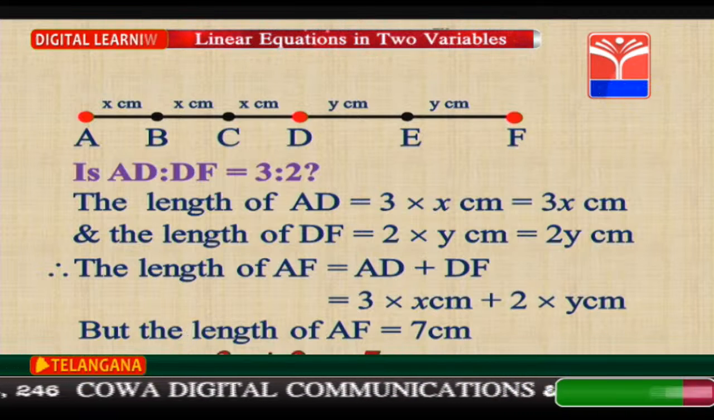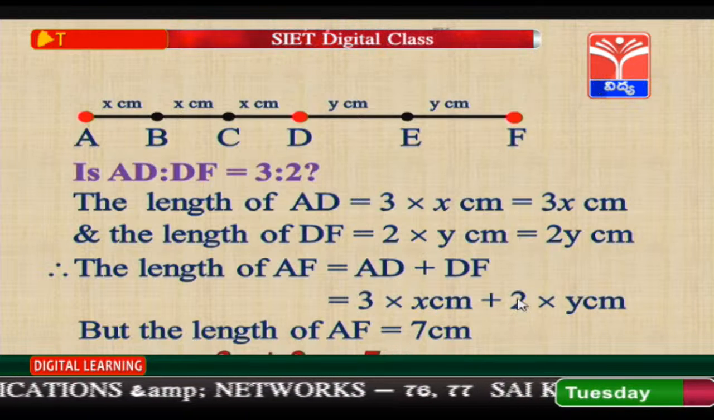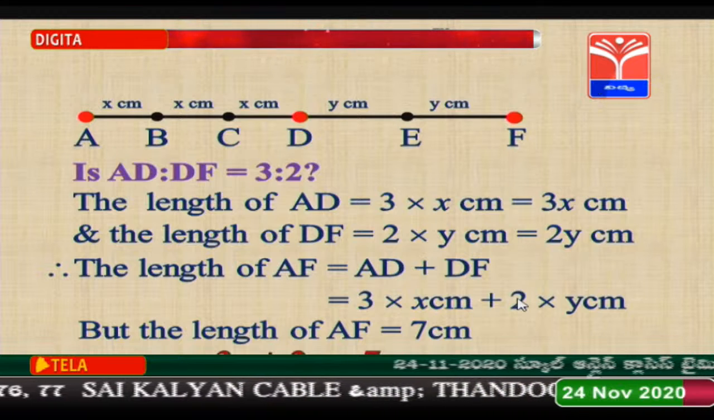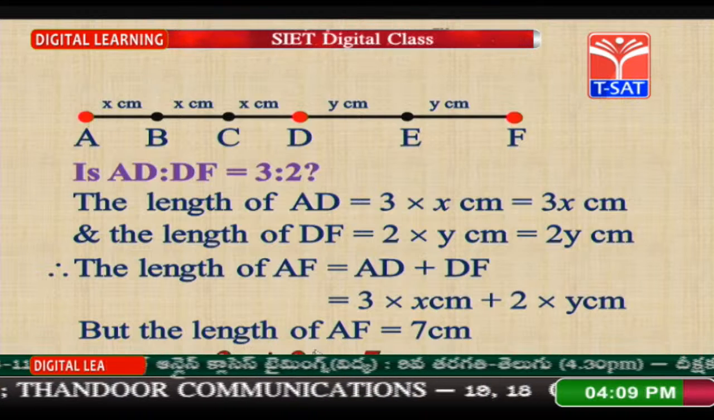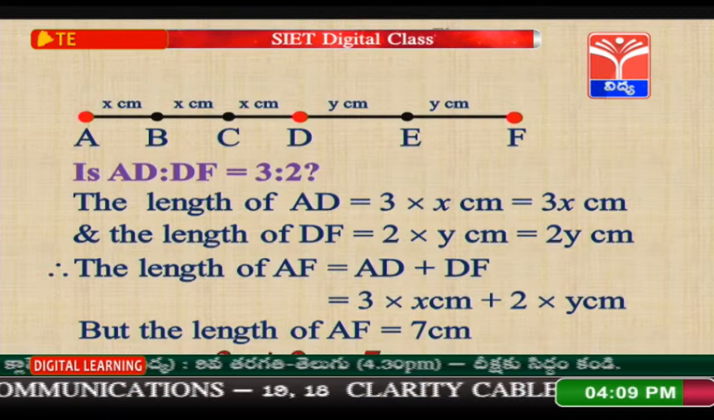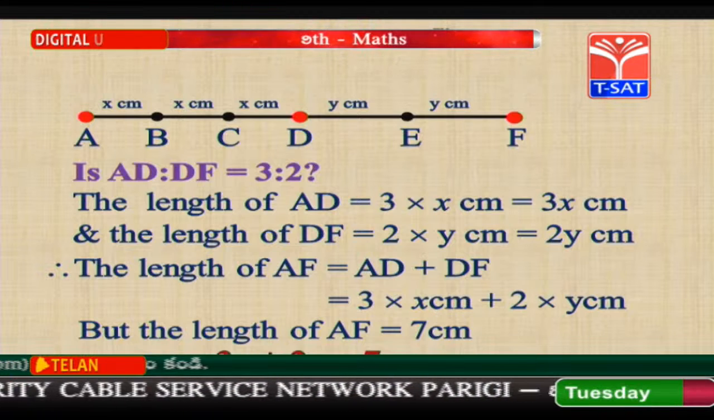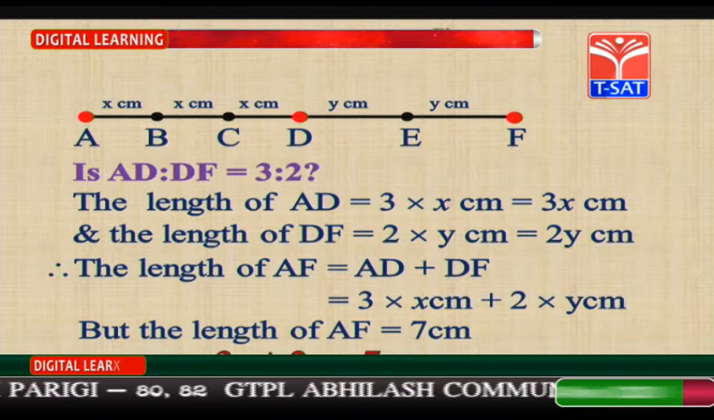This is looking like an equation now. Are you able to see here? So, 3x plus 2y is equal to 7, it is an equation. Now, please see, the power of each and every variable that we are able to see here is 1. That means, if the degree of any equation or polynomial is 1, you call it linear.